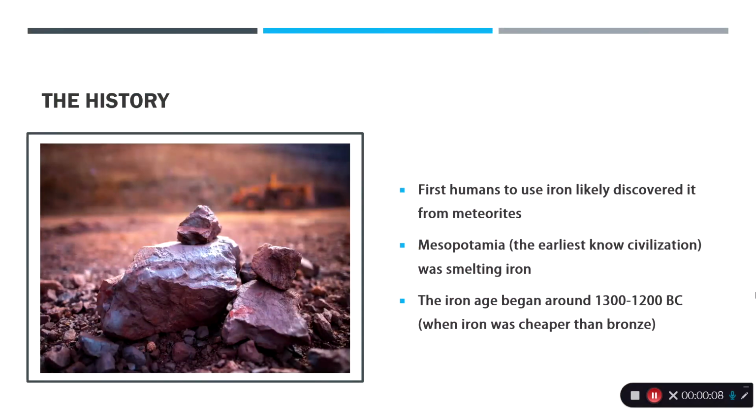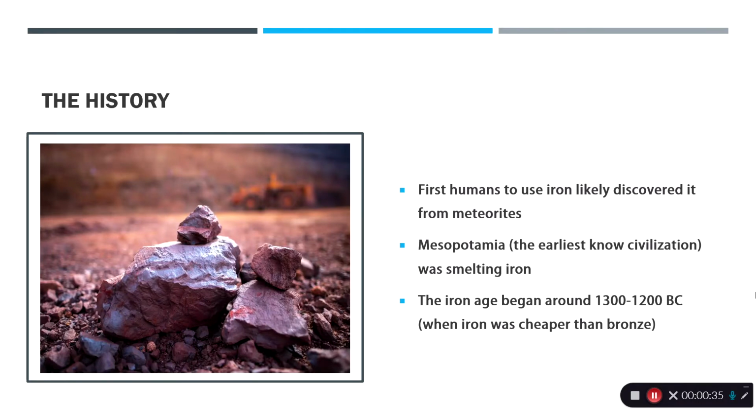We'll start with the history of iron. It is relatively believed that the first humans to discover iron discovered it before the year 5000 BC, and that they discovered it from meteorites rather than digging it out of the earth. We assume this because we know that Mesopotamia, which is the earliest known civilization, was already smelting iron, and Mesopotamia existed around the year 5000 BC.